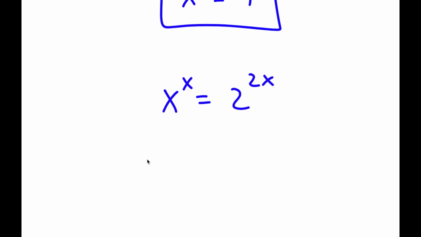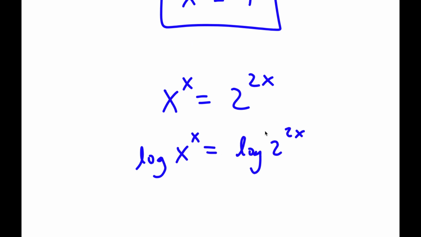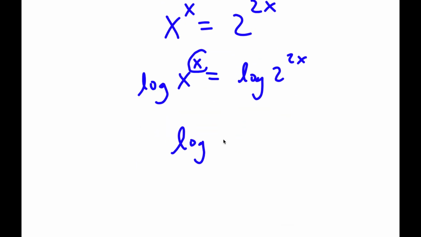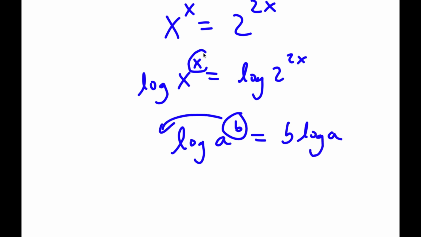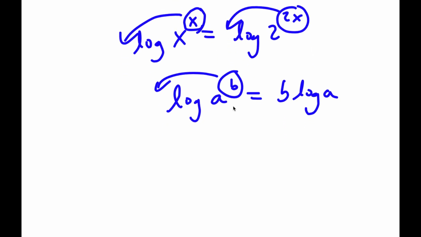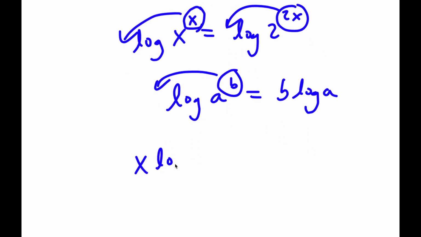So what I'm going to do this time is take the log on both sides. So I have log x to the power of x is equal to log 2 to the power of 2x. Now, if I have something in the form log a to the power of b, I can actually move the b to the front. So this would equal b times log a. So for log of x to the power of x, I can move x to the front, and for log 2 to the power of 2x, I can move 2x to the front. So now I have x times log x is equal to 2x times log 2.